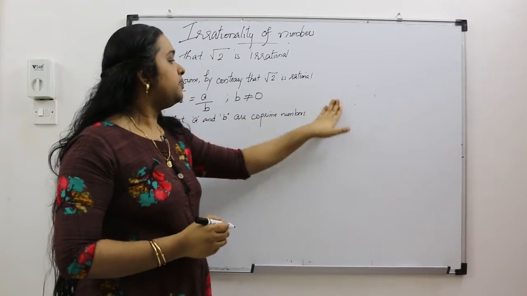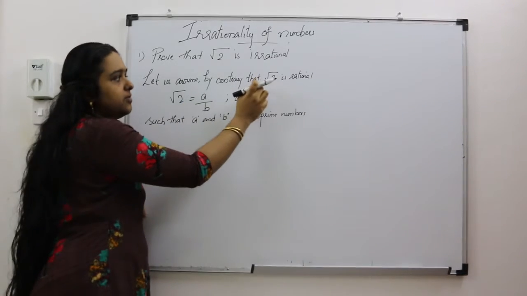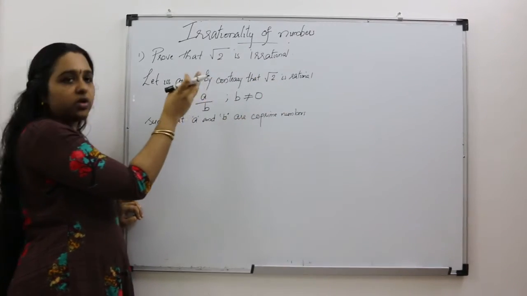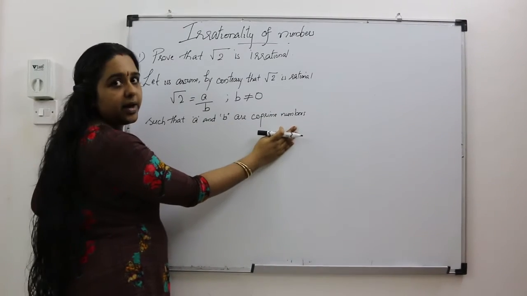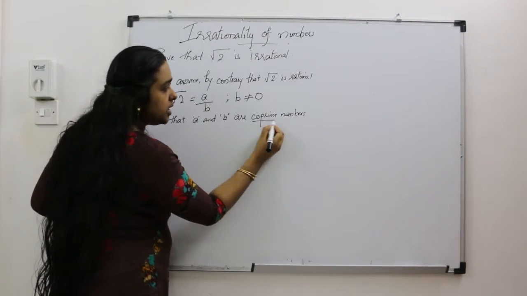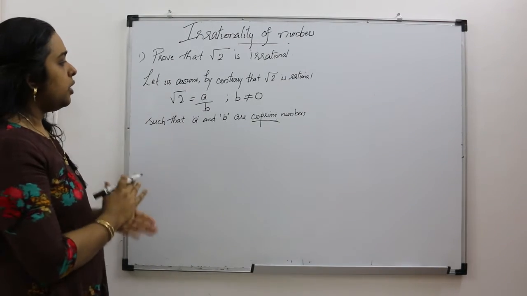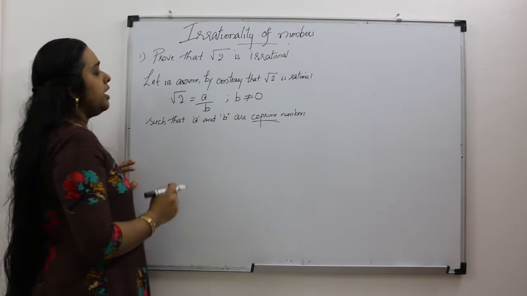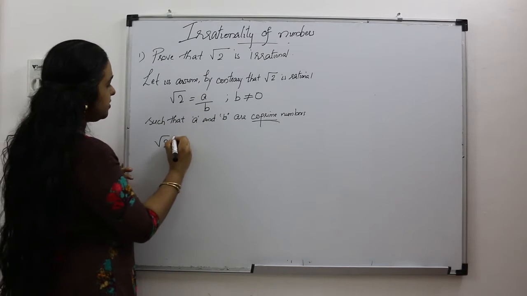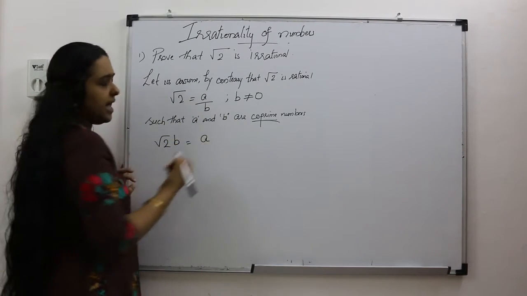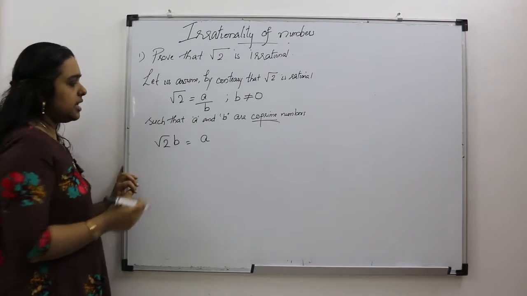So here also we have stated that root 2 equals a by b, since root 2 is rational as per our contradiction, b is not equal to 0, and a and b are co-prime numbers. This is an important step: a and b are co-prime numbers. Okay, now I am going to write root 2. Cross multiplying, root 2 b equals a. We have written it like this.